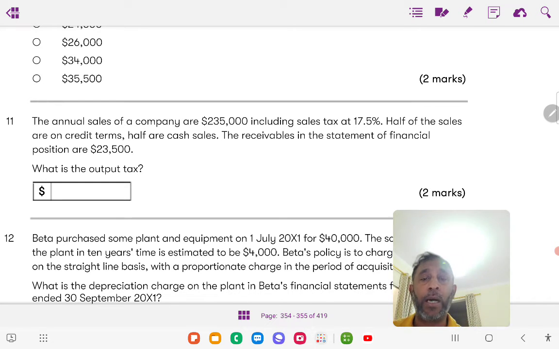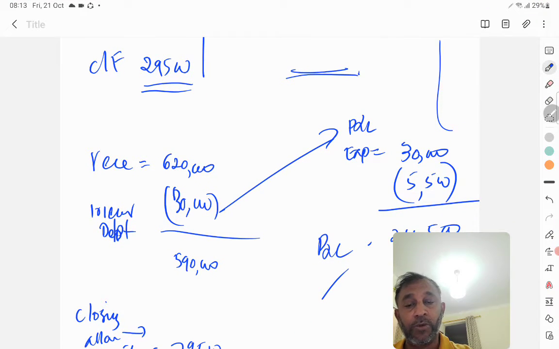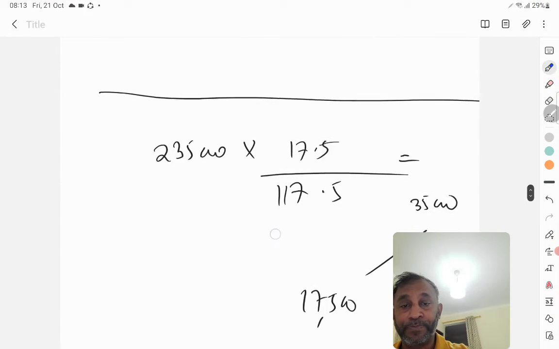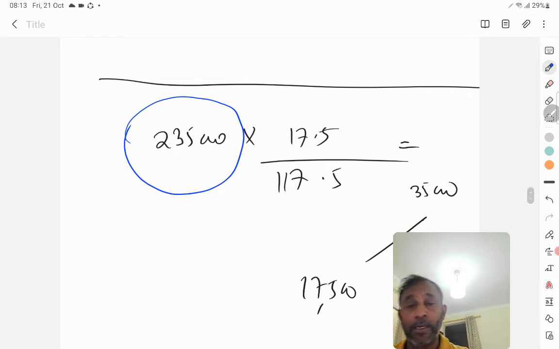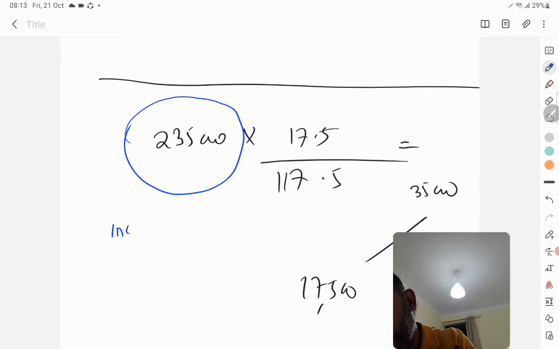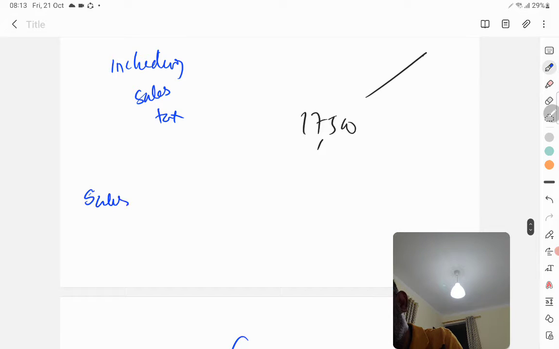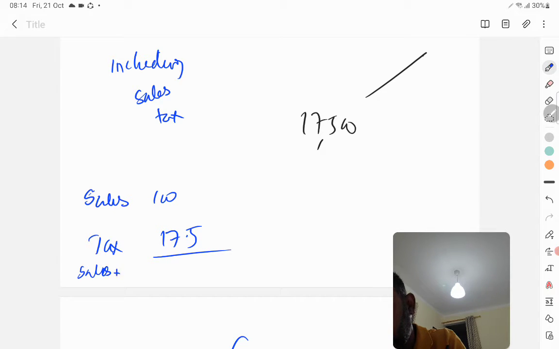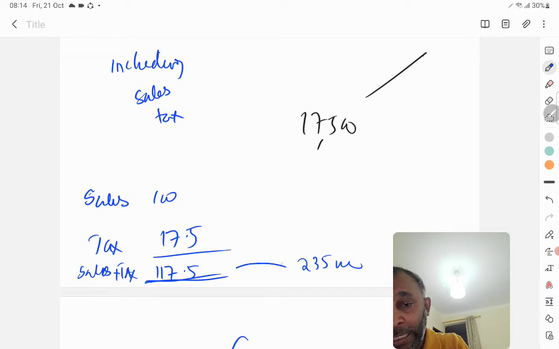Annual sales of a company are 235,000, including sales tax at 17.5%. So when they say including, this is the total sales value including sales tax. Now, to give you an understanding, if your sales value is 100 and the tax as per the given rate is 17.5, the sales with tax will be 117.5. So this 235,000 stays at this level.